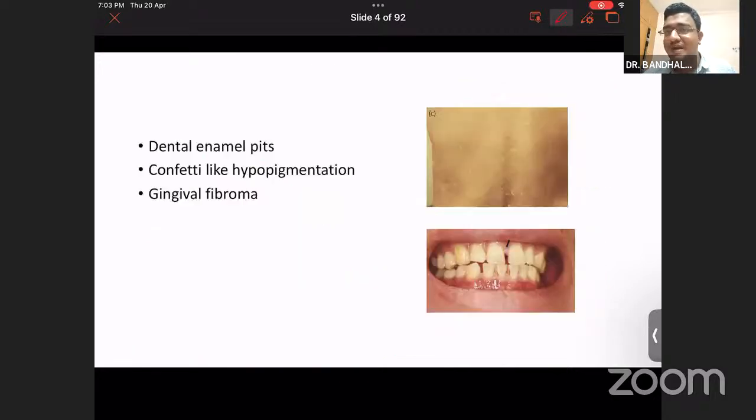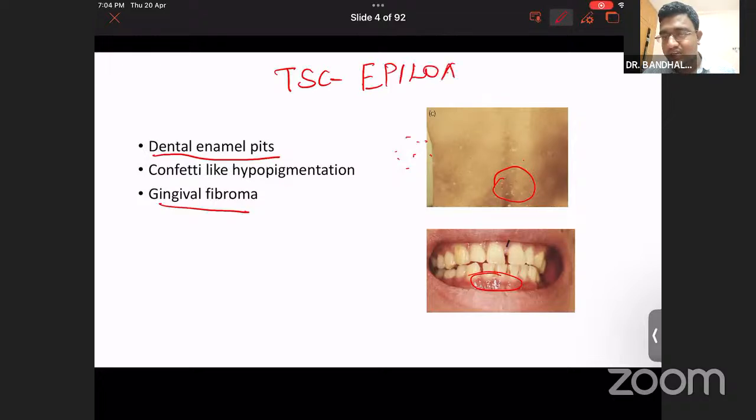Other skin and mucosal manifestations are dental enamel pits and confetti-like hypopigmentation. Here you can make out multiple dot-like lesions. And gingival fibroma also can happen. So these are things you should remember. Apart from that, for tuberous sclerosis, you should remember a mnemonic, epiloia. That is a basic thing. Like 3 things will be there: epilepsy, low IQ, adenoma sebaceum. Right?